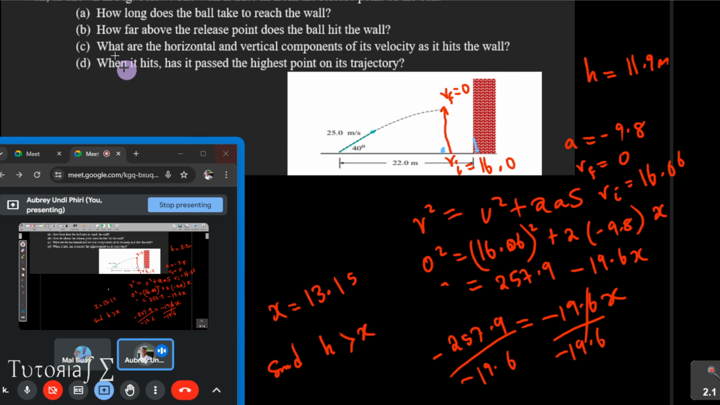Since x, the maximum height, is greater than h, the point where it hit the wall, the ball did not pass the maximum height. So you just make that conclusion there.